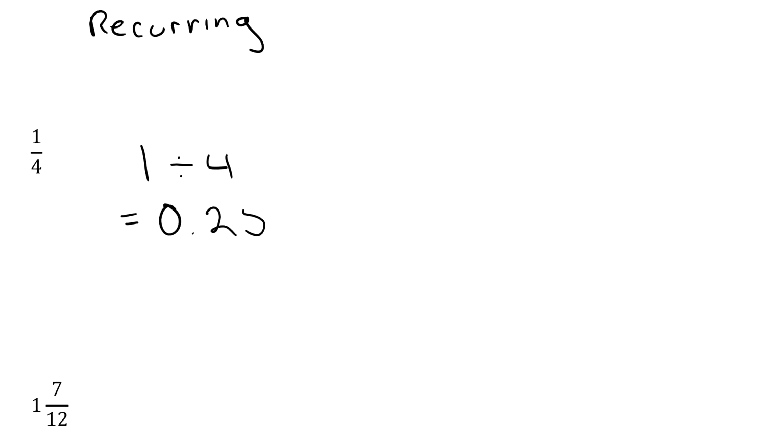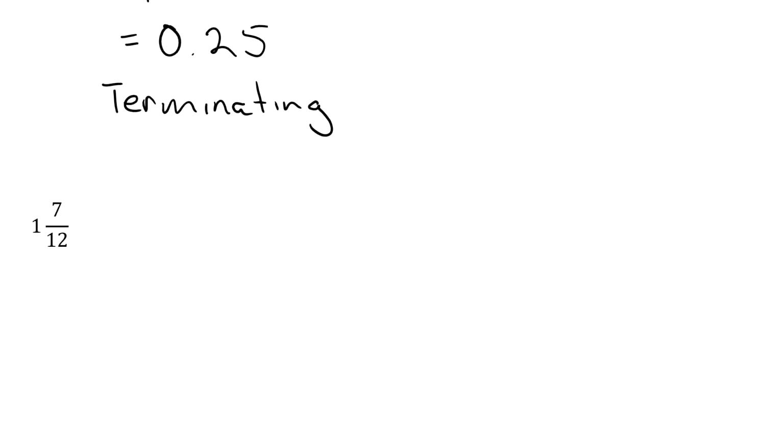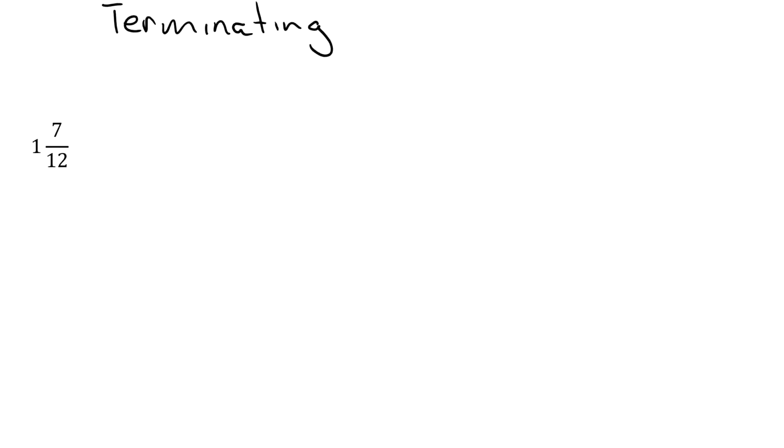So we'll do the next one. We have 1 over 4. So 1 divided by 4, 0.25. There's no repeating there, so we know that that is a terminating decimal.